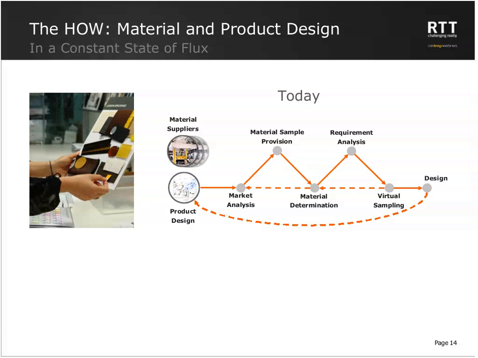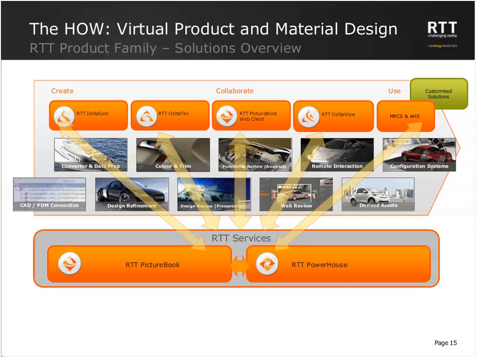RTT addresses all of these needs by providing products and solutions along the virtual asset life cycle. The virtual asset life cycle is subdivided into 3 major fields. These cover the creation, authoring, collaboration, and use of virtual models. We provide in the area of creation RTT DeltaGen, our flagship software for visualization, including data preparation, virtual prototyping, and design.